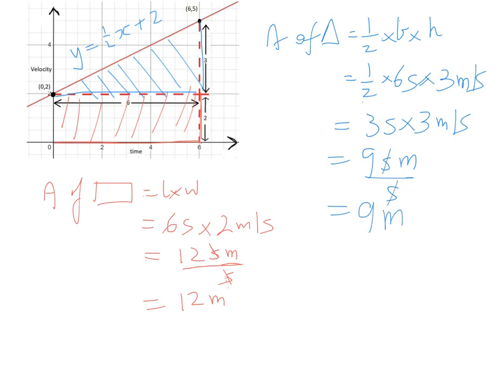So then our total area gives us 21 meters. So if something travels with this velocity, half x plus 2, for 6 seconds, they will travel a total distance of 21 meters. They will have accumulated 21 meters. In the next video, we're going to see how we do that with integration.